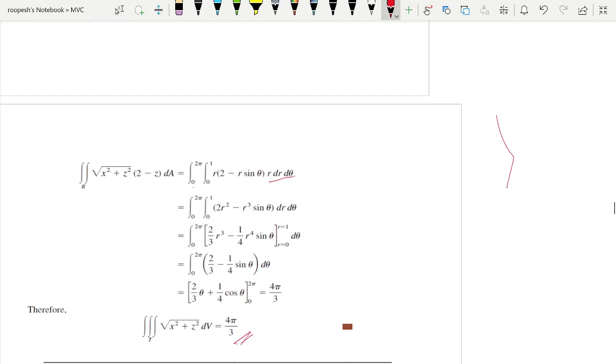First we have integrated with respect to r, right? So the integration results like this. Next we are applying the limit r equal to 0 to r equal to 1. Next we are integrating with respect to theta, and we have got the limit as 4 pi by 3.